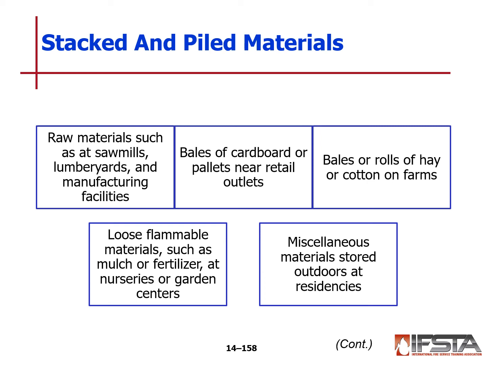Bales of cardboard and pallets may be near in retail outlets. This is common. Baled up cardboard is having fires, and these are common. Rolls of hay and cotton at farms also, especially if they were rolled a little too wet and they spontaneously combust. Loose materials such as mulch, fertilizer, or at nurseries and garden centers can be issues, and any miscellaneous materials stored outside.